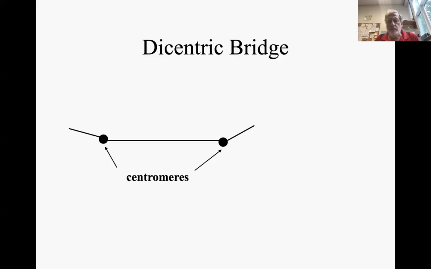So here's our dicentric bridge. Sometimes the daughter cells may play tug of war with this thing. And if it doesn't break, the whole thing is left out of the daughter cells. And if it does break, it just depends on where the break occurs as to what deletions or duplications may be present in the broken chromosomes. And then it may reform again before the next cell division.